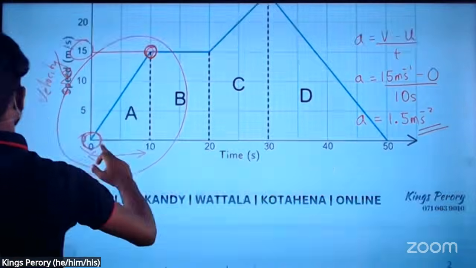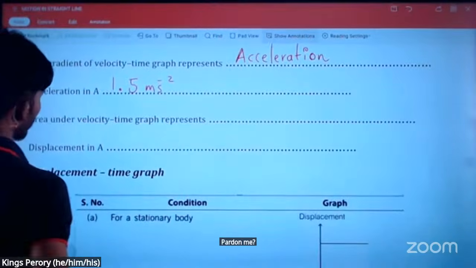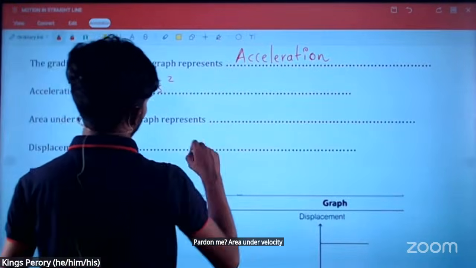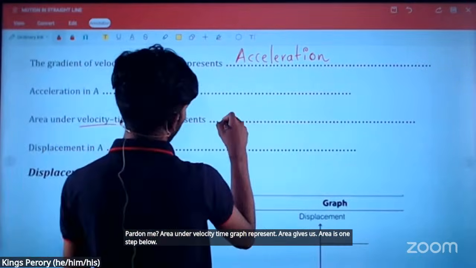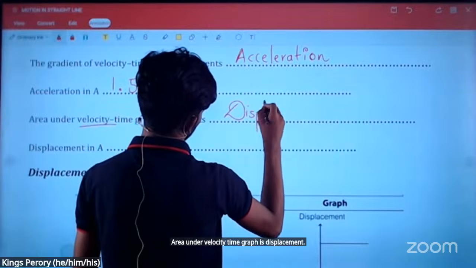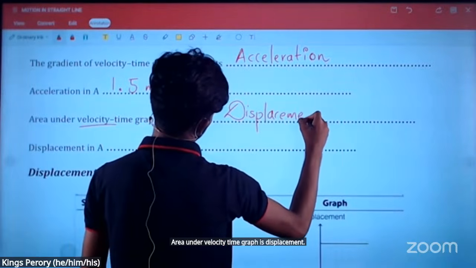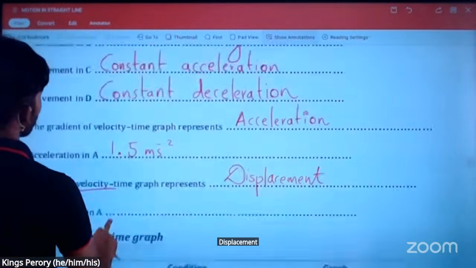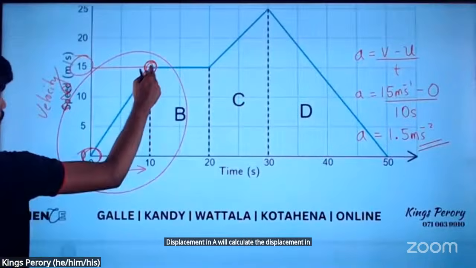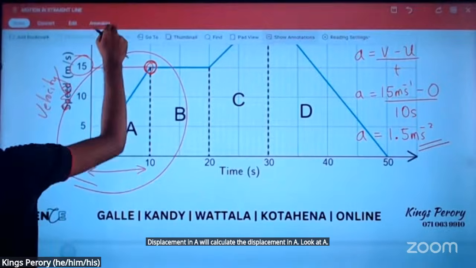Area under velocity time graph represents, area gives us, area is one step below. Area under the velocity time graph is displacement. Area gives us the displacement. We'll calculate the displacement in A. Look at A.